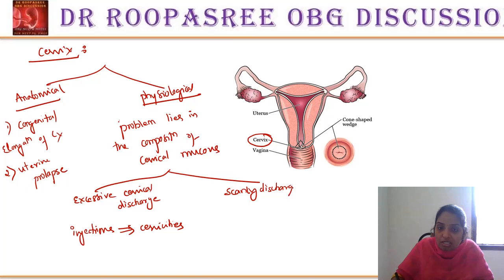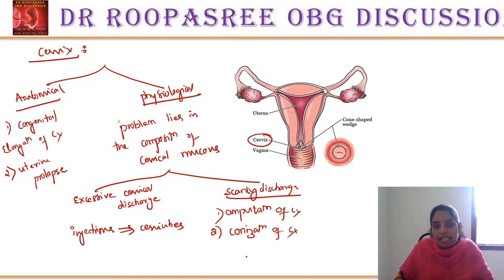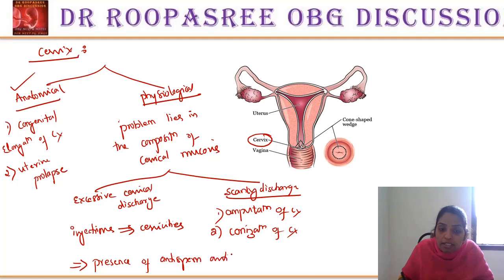Scanty discharge like amputation of the cervix, conization of the cervix. It may result in scanty discharge. Okay. They'll ask what are the anatomical conditions of the cervix which lead to infertility, and what are the physiological conditions. Where the physiological problem lies is cervical mucus. And the other is the presence of anti-sperm antibodies.